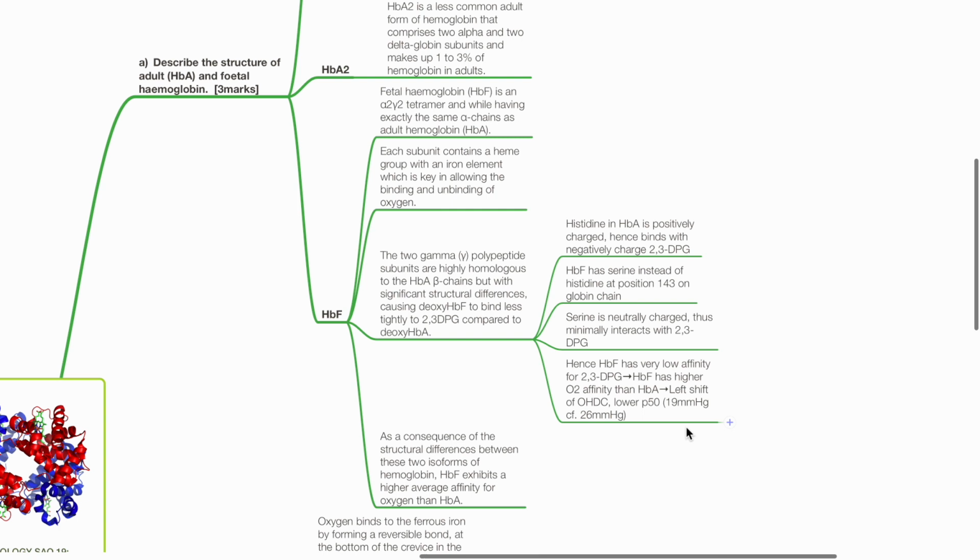Histidine in HbA is positively charged, hence binds with negatively charged 2,3-DPG. HbF has serine instead of histidine at position 143 on the globin chain. Serine is neutrally charged, hence minimally interacts with 2,3-DPG. Hence HbF has low affinity for 2,3-DPG, causing HbF to have higher oxygen affinity than HbA, leading to left shift of the OH-DC curve. P50 of HbF is 19 mmHg compared to P50 of HbA of 26 mmHg.